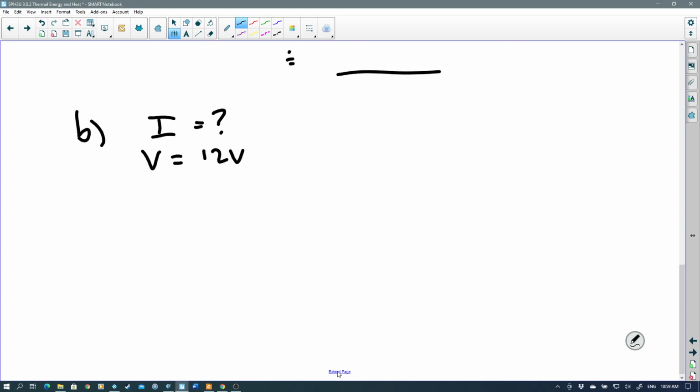So do we have an equation for electrical energy? Well, the answer to that is yes. Now, we also want that equation to have V and I in it, because the V and the I are given to us in the question, and we're looking for I. So we need an equation that relates all of those things for us.